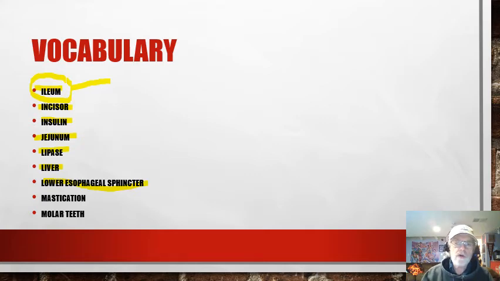The sphincter doesn't close, and the acid, particularly at night when people are lying flat, leaks out of the stomach and gets in the lower esophagus, which causes an irritation and that heartburn. So that's the lower esophageal sphincter.